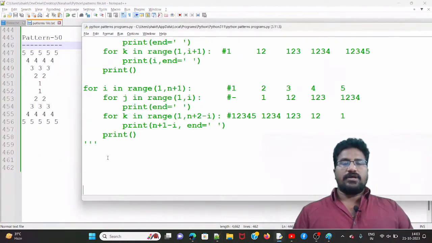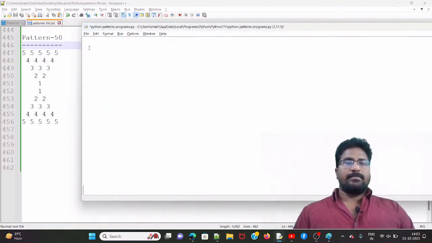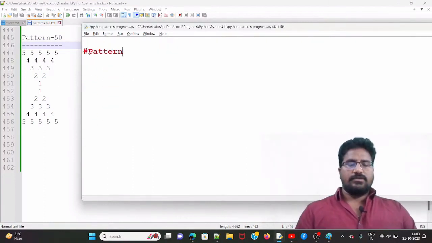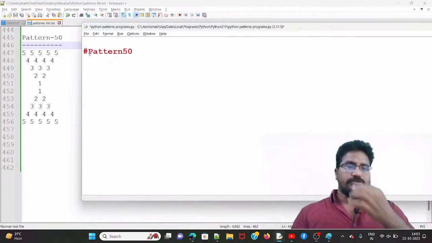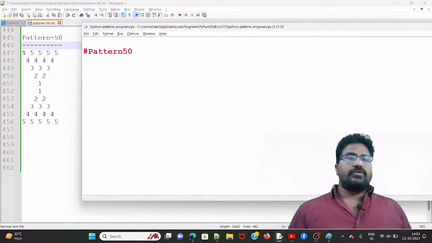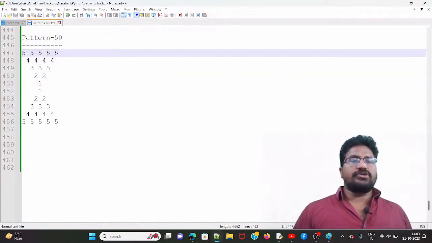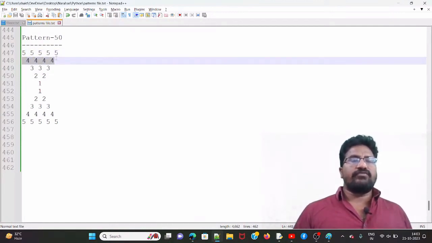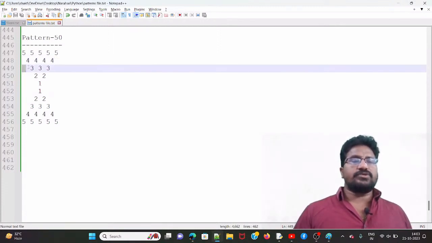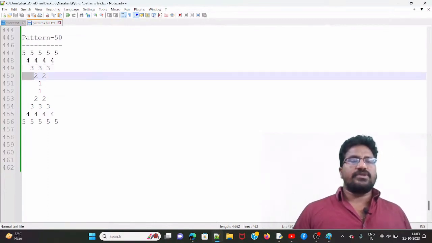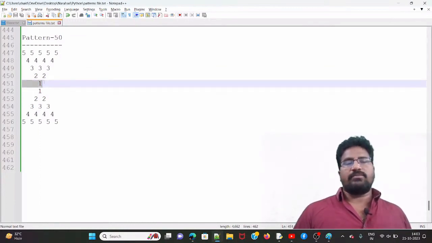So all of you observe pattern 50, right? Here, first we'll work with the first part. In the first part, I iterates 5 times. When I value 1, J 0, no spaces, K 5 times. When I value 2, J 1, K 4 times. When I value 3, J 2 spaces, K 3 times. When I value 4, J 3 times, K 2 times.